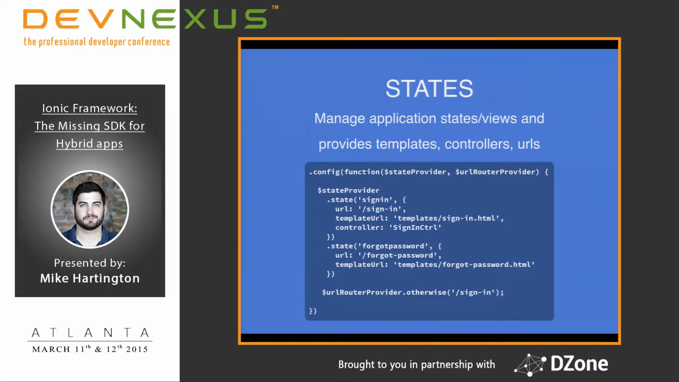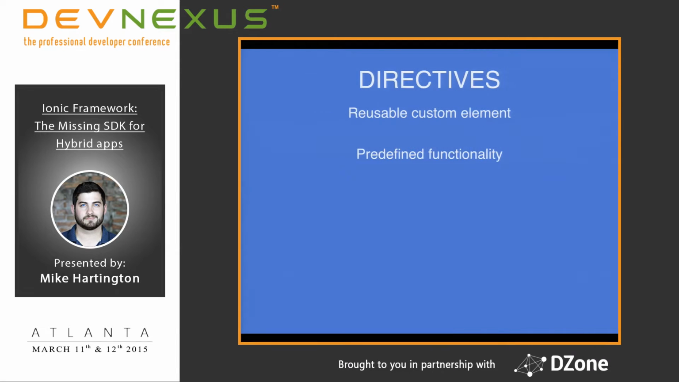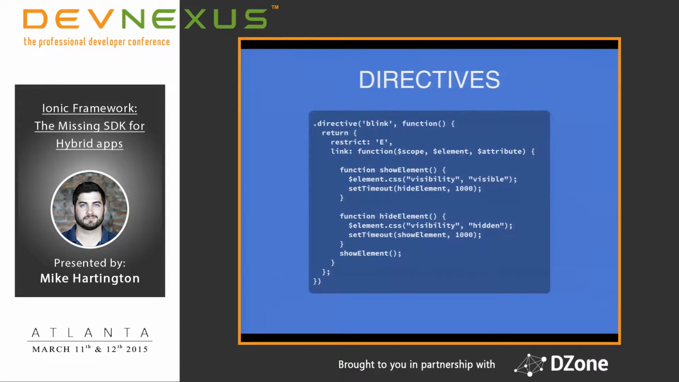So directives are probably the most powerful and most complicated part of Angular. So like I said before, they're reusable custom components or elements that you essentially can give predefined functionality. So we'll take a look at what that is. So this essentially is a throwback to the old blink tag from Web 1.0.